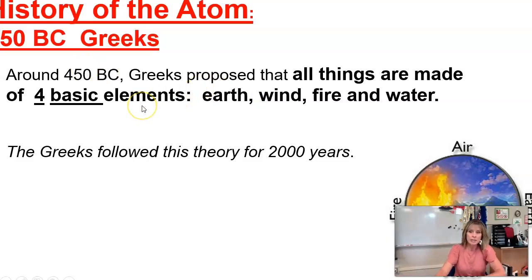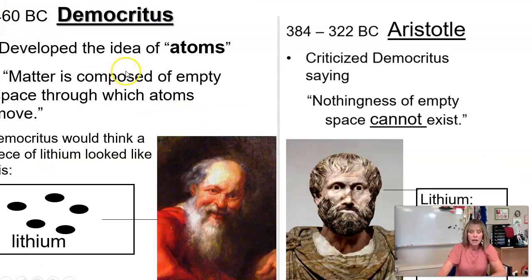Okay, a little bit of history. Around 450 BC, the Greeks proposed that all things are made of the 4 basic elements: earth, wind, fire, and water. And how do you think that they came up with those? Okay, they didn't have microscopes, anything like that. Those were things that were visible to them. Those were the known things. So they thought that that's what all matter had to be made up of.